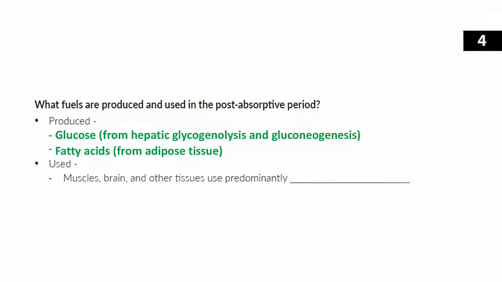So again, what's produced in the post-absorptive period? Glucose from hepatic glycogenolysis and gluconeogenesis, and then also fatty acids from adipose tissue. Then the fuel that's used is predominantly glucose. That's the go-to fuel for muscles and brain and other tissues. Your liver is able to generate a lot of glucose, so even though there may be some fatty acids being made, it's predominantly glucose that's being used.